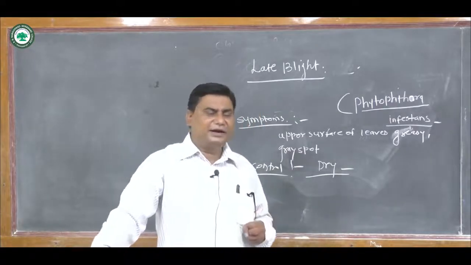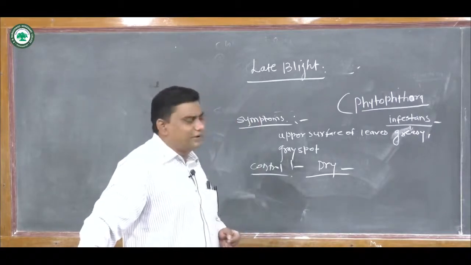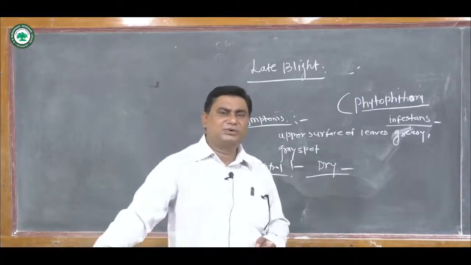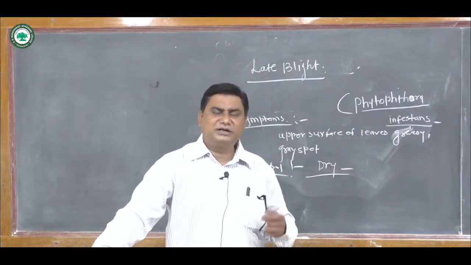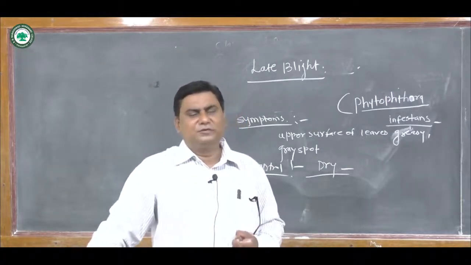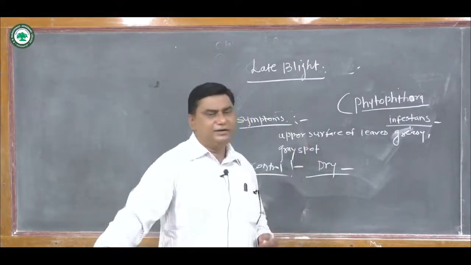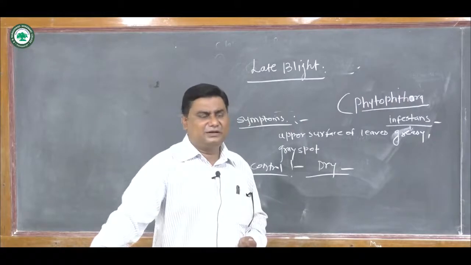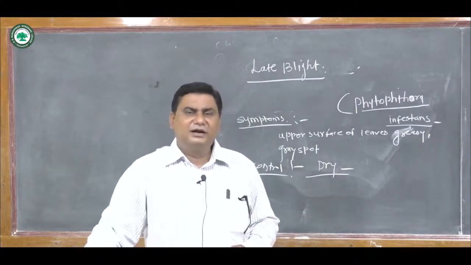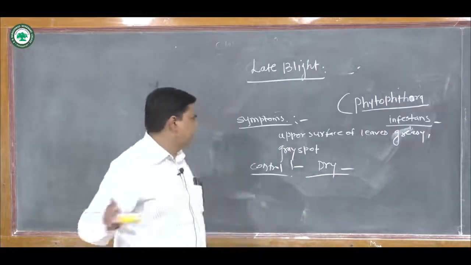It is recommended to control late blight by using resistant cultivars or resistant varieties of tomato to the late blight disease. Again, there are some fungicides that are recommended to control the disease.